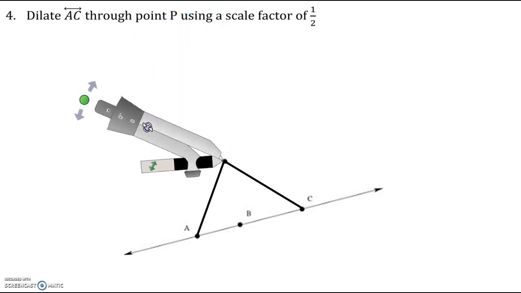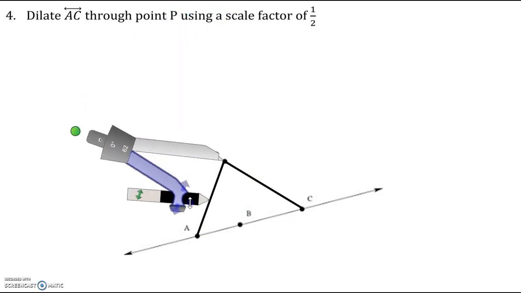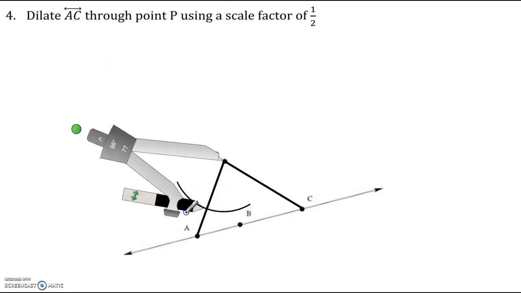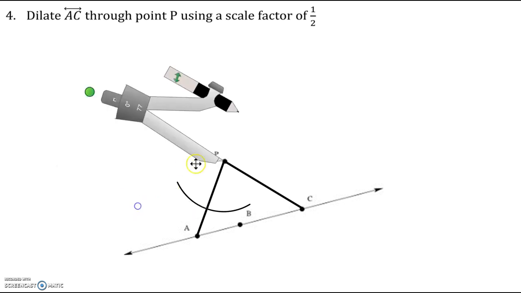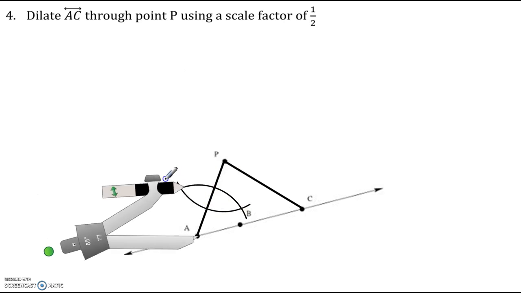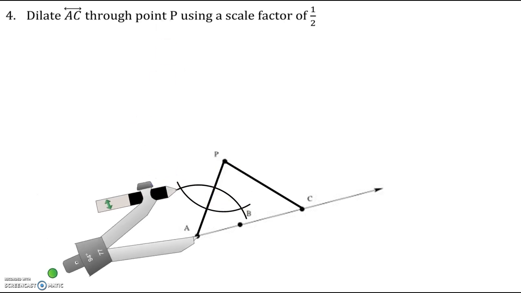I'm going to put my compass on point P, and I'm going to open more than halfway to A, because the easiest way to do half is to create a perpendicular bisector. I'm going to do a perpendicular bisector from point P to A, and then I'll flip it around from point A to P. And when I draw that line in there, that line will be the perpendicular bisector. And so now this point here is going to be A prime. Remember, point P is the center of dilation, so it's remaining fixed.